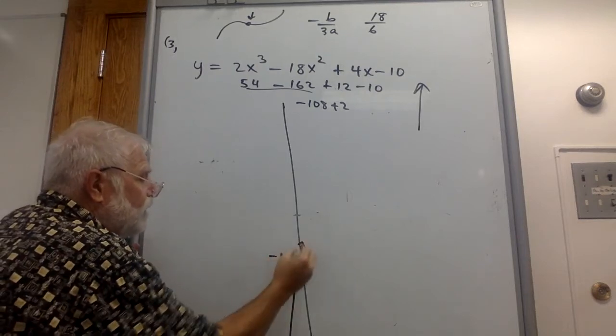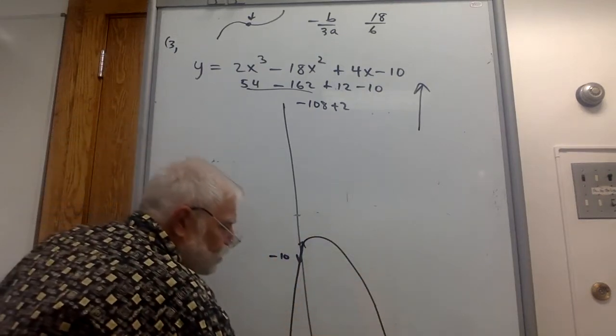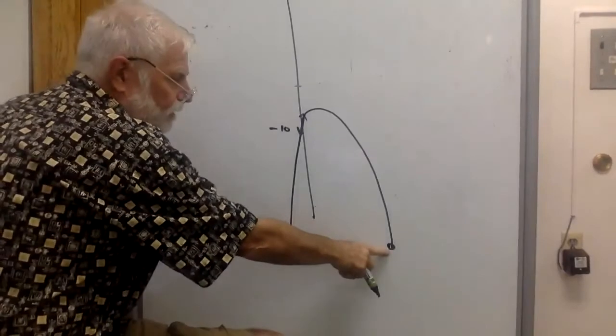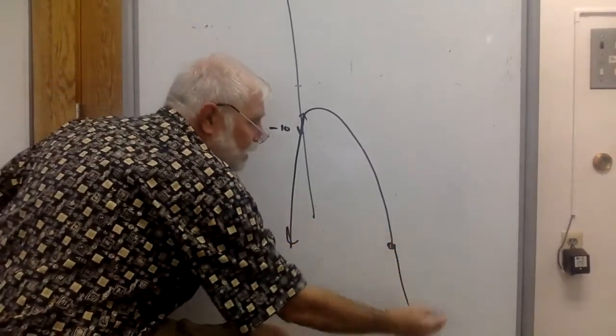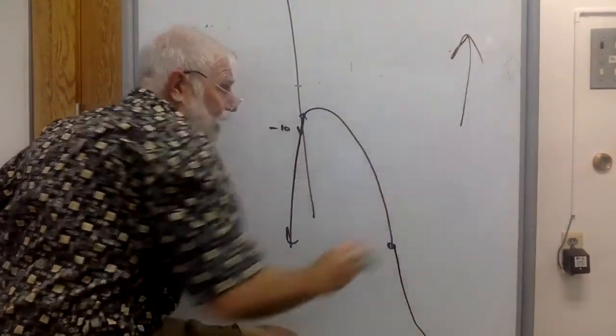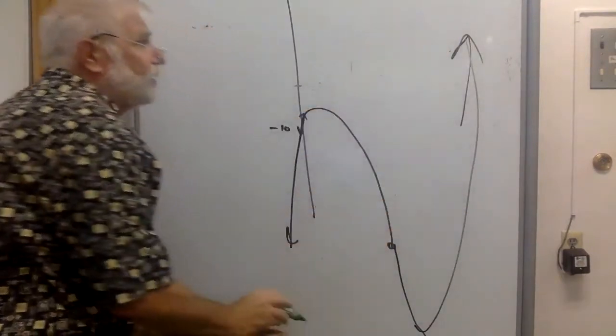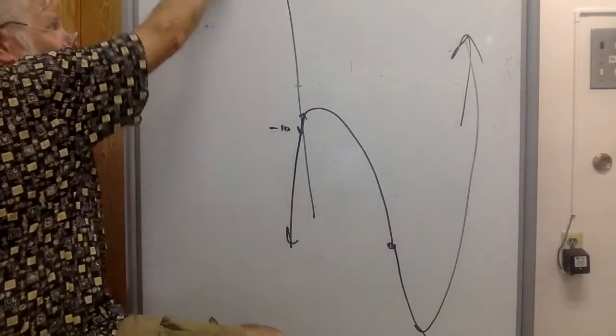Minus 106 is way down. I can't go far enough. It's way down there. All right, it's down here. But eventually it's going to come back up like that. Okay, so it's going to come back up, end behavior going to positive infinity. Eventually this term wins out.